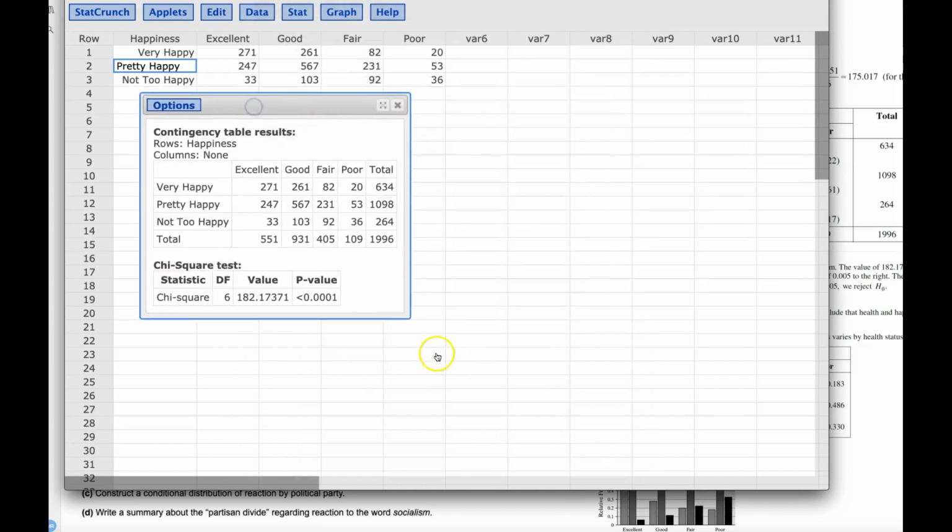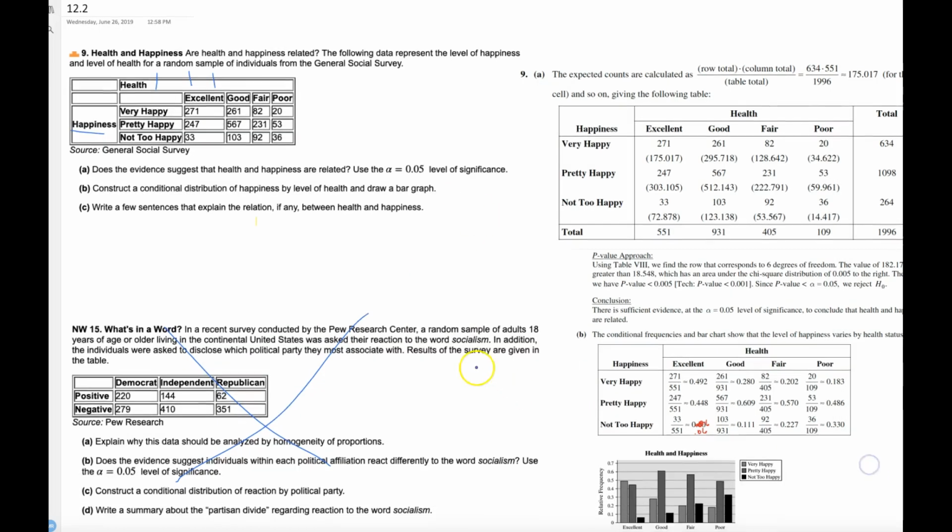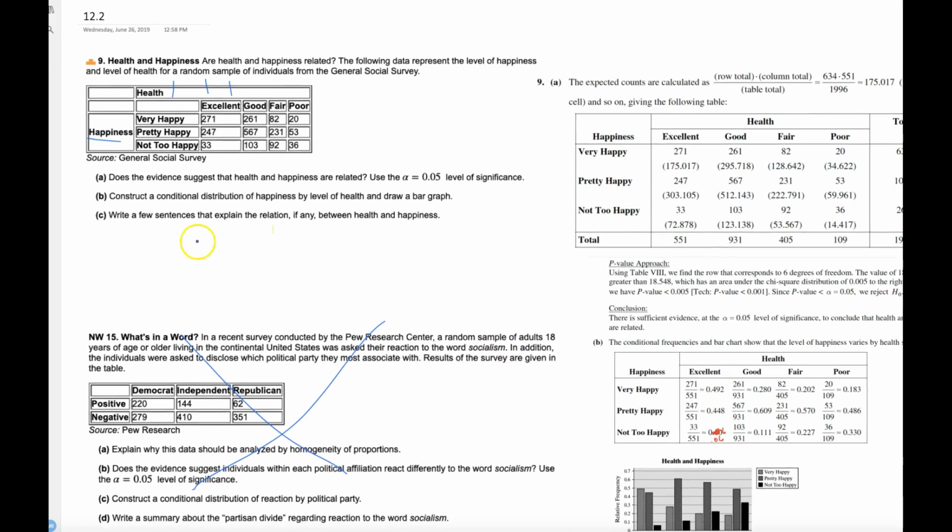Compute. With that computation, we see we get a big chi-squared and a p-value less than 0.001. So we're going to reject the null hypothesis. Going back to your notes on these cases, your null hypothesis is always that the variables are independent, and the alternative hypothesis is that the variables are not independent. In this case, because that p-value was so small, we reject the null hypothesis.